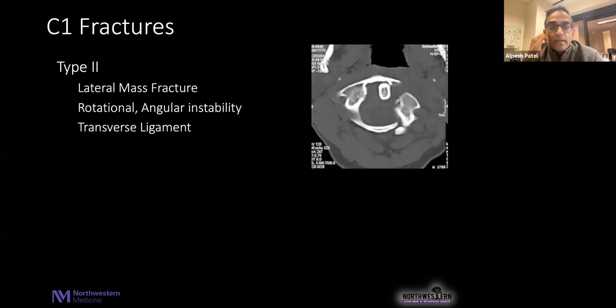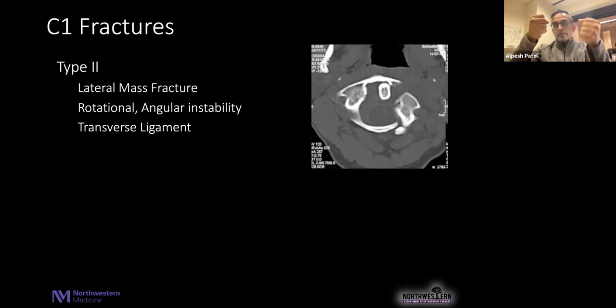So once you see too much overlap, be aware that the transverse ligament might be disrupted, which leads to an unstable injury pattern. The other type of injury pattern for C1 ring fractures that oftentimes creates instability and oftentimes is overlooked are the type 2 fractures, where you have the fracture basically resulting in one of the lateral masses being completely detached or dissociated. And you'll have a lot of rotational and angular instability through that facet joint. Transverse ligament may or may not be disrupted in this setting. But what does happen is that entire pillar, occiput, C1, C2, is no longer intact.